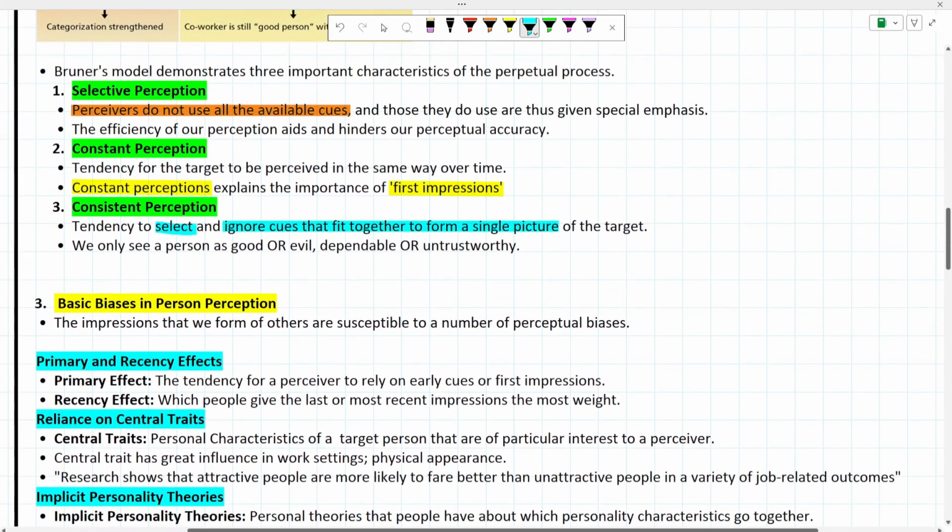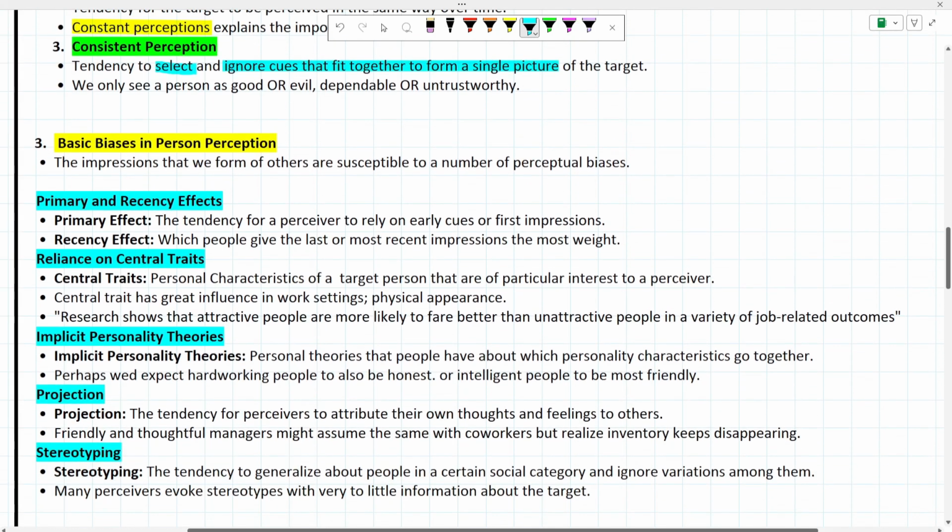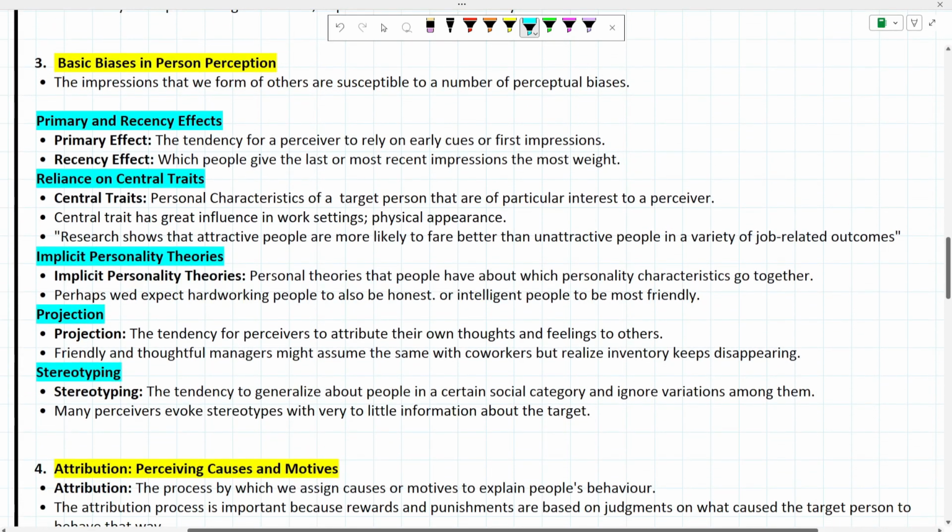So in this example, we can see a person as good or evil, but sometimes people could be either, depending on days or situations. Three, basic biases in person perception. The impressions that we form of others are susceptible to a number of perceptual biases.